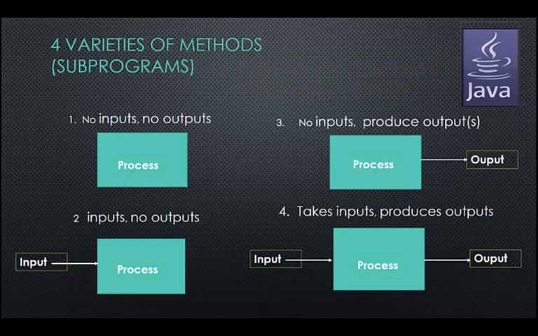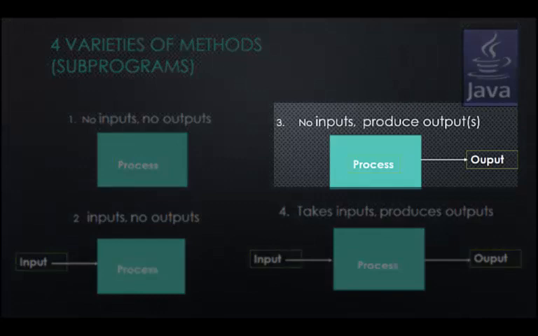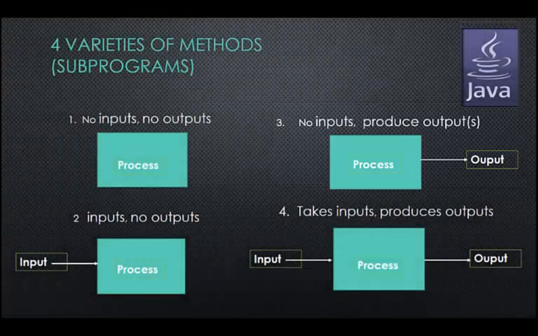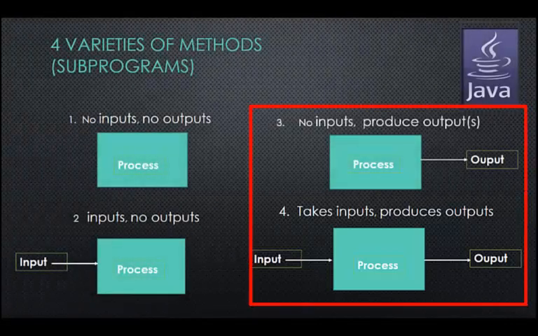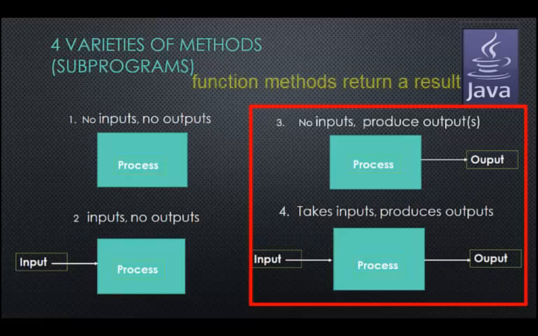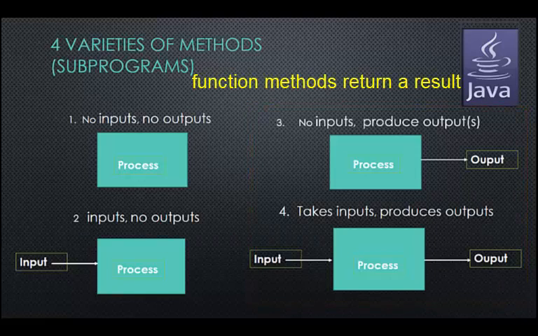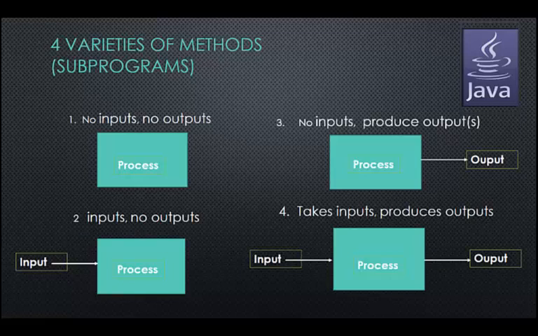Method variation 3 has no inputs but produces output. Method variation 4 takes inputs and produces outputs. These are often called functional methods. Some other languages actually call them functions. Notice that these methods always produce some output. Therefore, they are never tagged with the keyword void.